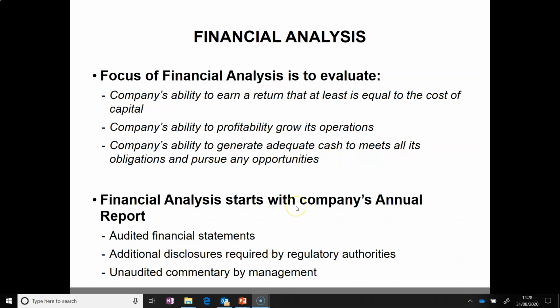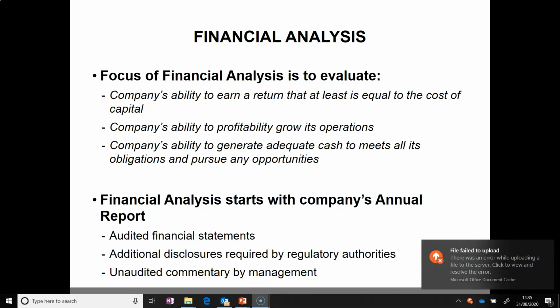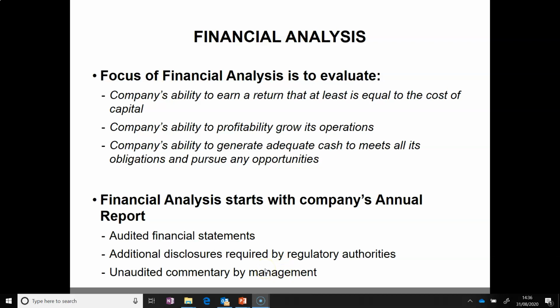Basic financial statement analysis always starts with the company's annual report. The company's annual report contains the audited financial statements of the company. These include the balance sheet, income statement, statement of changes in owner equity, cash flow statement, and notes to the financial statements. There are additional disclosures that are required by regulatory authorities. These include the statement of corporate governance and the auditor's report. In addition, the unaudited commentary by management is also part of the annual report. In some jurisdictions, such as Germany, it is required that the management commentary is audited.